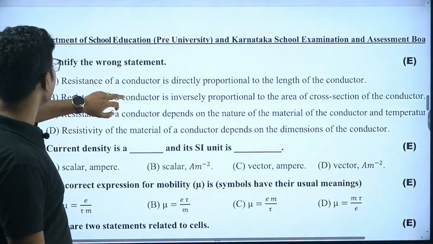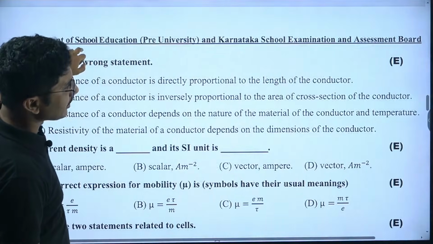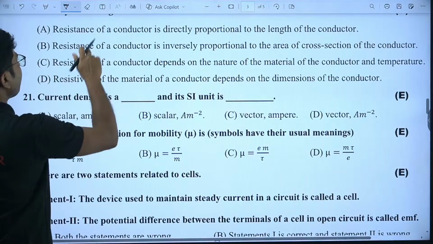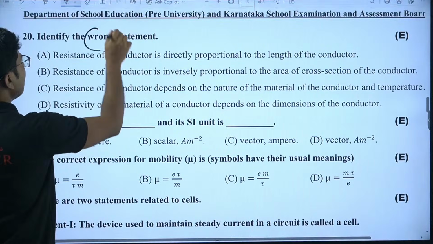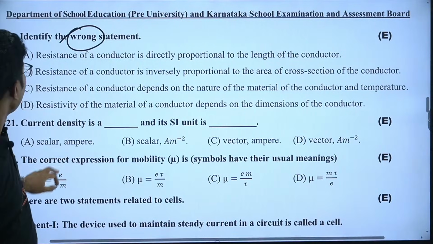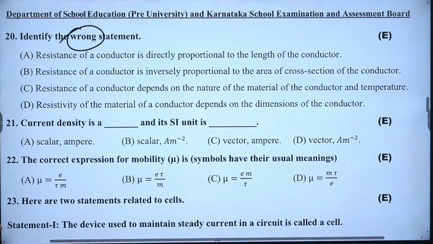Now let's move on to question number 20. Identify the wrong statement. Here we have four statements. Three of them are correct, one is wrong.